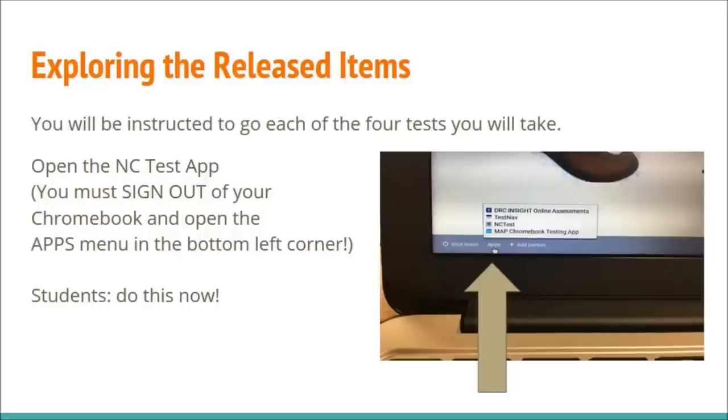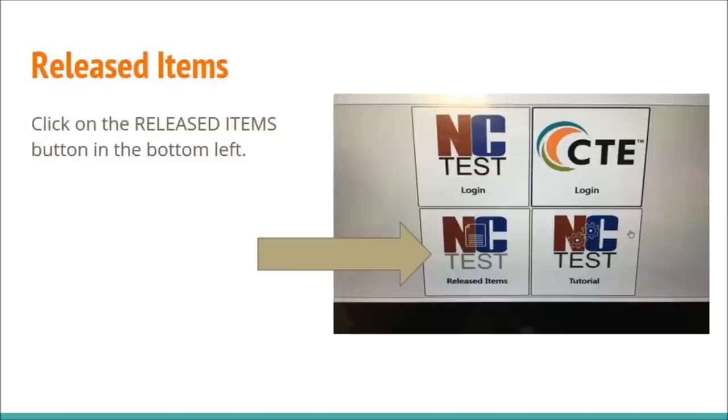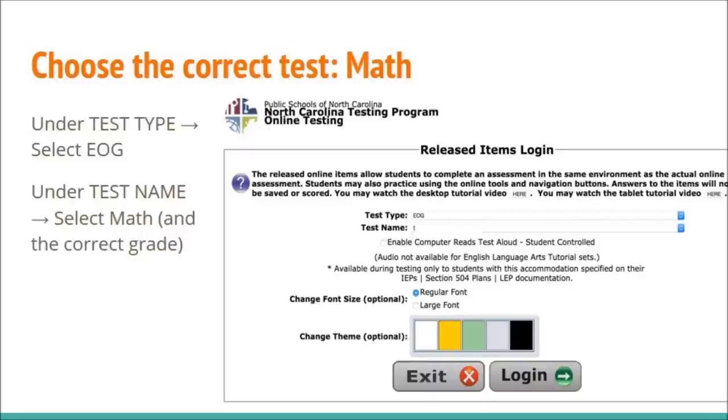Now it's time for you to explore the released items. You will be instructed to go through all four tests that you will take. Students, at this time, open your Chromebook, open the NCTest app. It's located in the lower left-hand corner of your screen. You must sign out of your Chromebook in order for the apps to appear. Teachers, please make sure that all students are logging in to the NCTest app at this time. Students, now click on Released Items in the lower left-hand corner. Do not choose any of the other options.